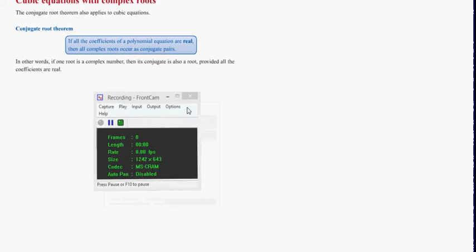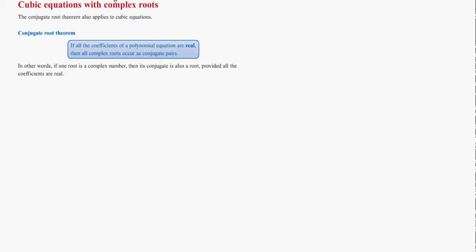Okay, so we're on cubic equations with complex roots. Now, for those who don't remember what a cubic equation is, it's something like z cubed plus 3z squared plus, I don't know, 10z plus 25, something random like this. Z to the power 3 makes it a cubic equation.